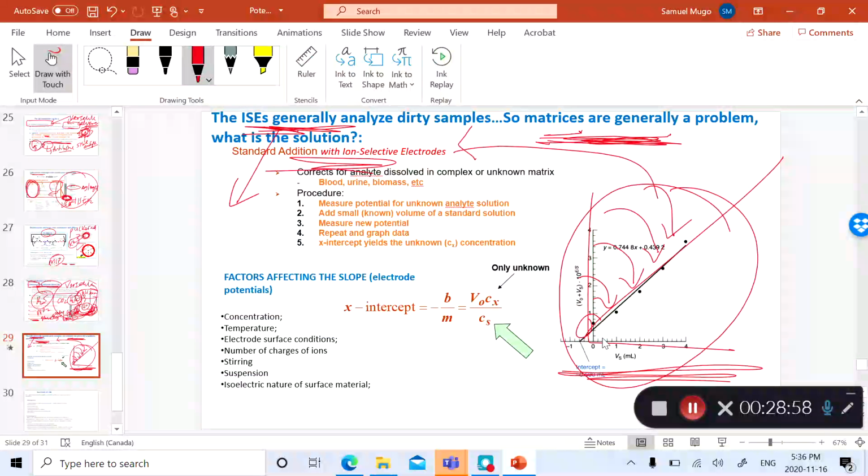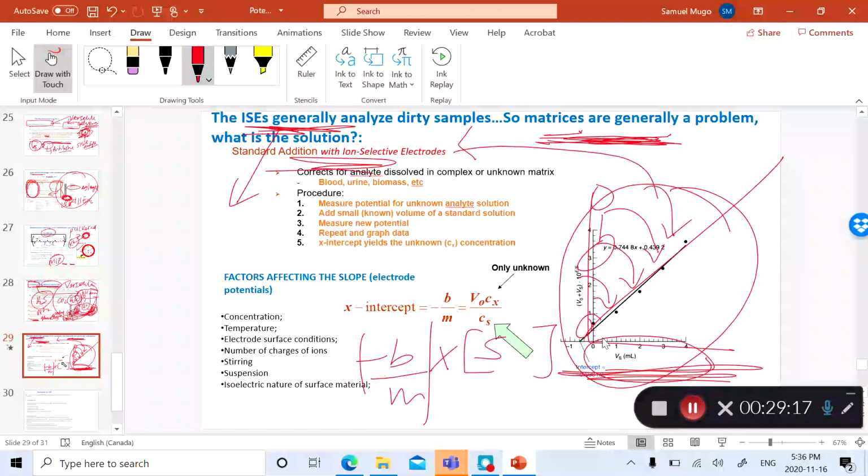And remember, the way you determine the unknown is by getting y equals 0. And so the intercept is minus b over m. And in this case, I plotted volume on the x-axis. So I would multiply this by the concentration of the standard that I increasingly spiked, divided by the volume of the unknown that I used. Volume of unknown. Okay? And I hope that's clear.